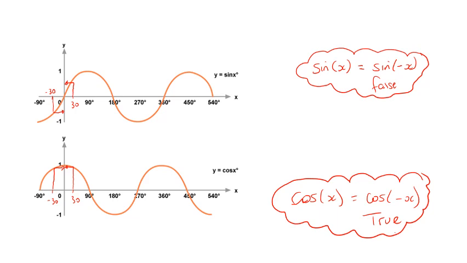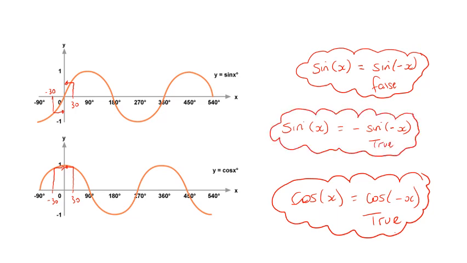Now actually, the y-coordinates would be very similar. They'd have the same numerical value, the same modulus, but one would be positive and one would be negative. So actually, if I wanted to make that correct, I'd have to say this. So sine of x and sine of minus x are not equal to each other. One is the negative of the other. So I could correct that initial statement like this.